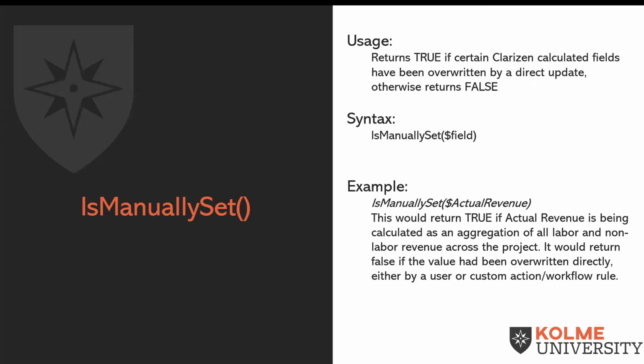That's right. It's also important to point out that a custom action or workflow rule could also make a direct update to a field like actual revenue. For example, I could have a custom action that prompts the user for a revenue and then updates the actual revenue field. And then the IsManuallySet would return true in that case, because that's overriding the out-of-box way that Clarizen would normally calculate revenue. So IsManuallySet is if a human is manually setting it or a business rule manually sets it. That is correct. Do you have an example you can share with us?